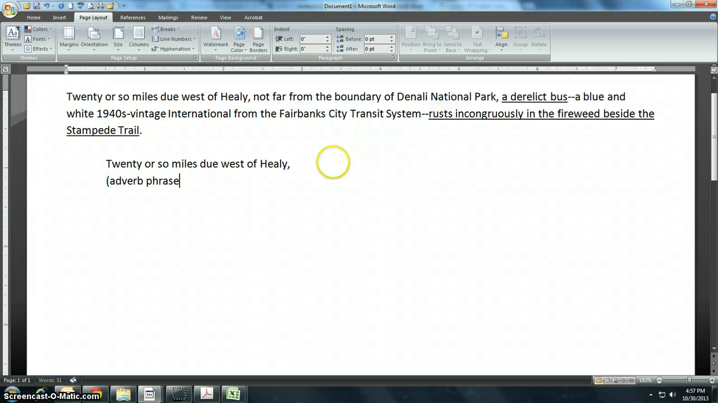These aren't terribly common. They're not very common outside of just one word adverb phrases like however, furthermore, basically, still. You see those words starting the beginning of a sentence. Those are all single word adverb phrases. You don't often see a lengthy one like this one. So this is an adverb phrase modifying where the bus rusts. Excellent.